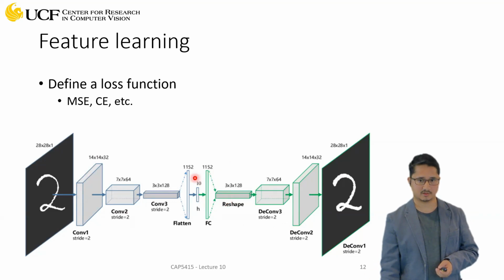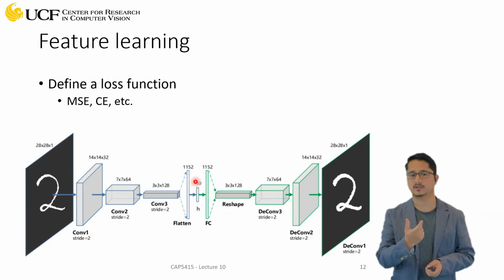All we care about is these 10 values. And what will happen is, given any input image, this encoder will be able to give you these 10 values, which you can use as features for that particular image.